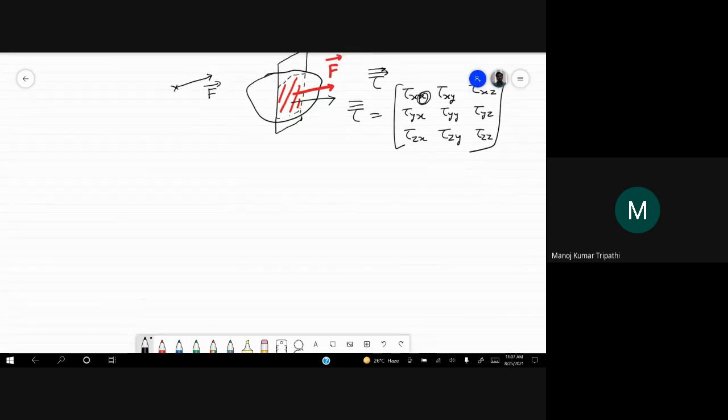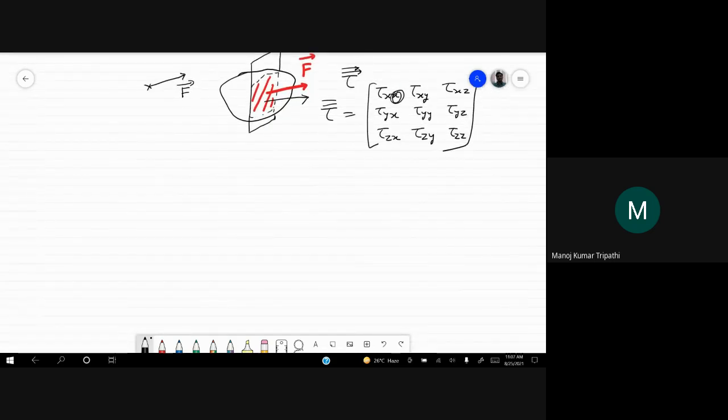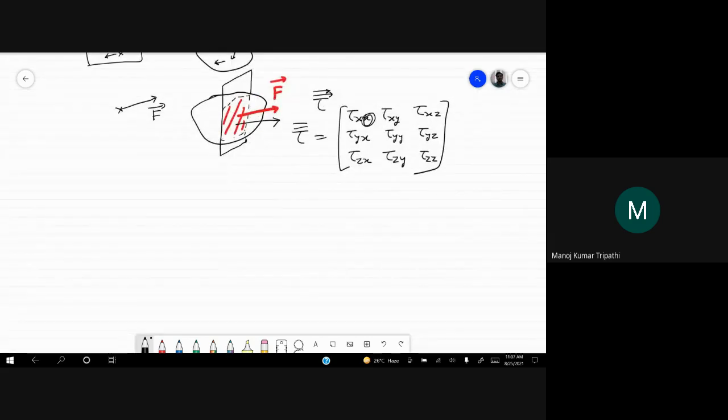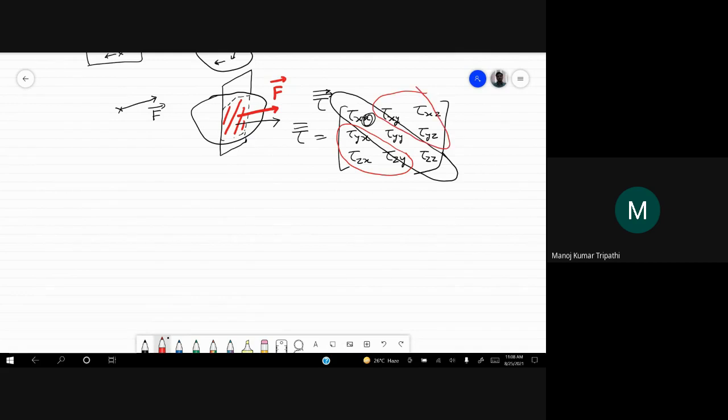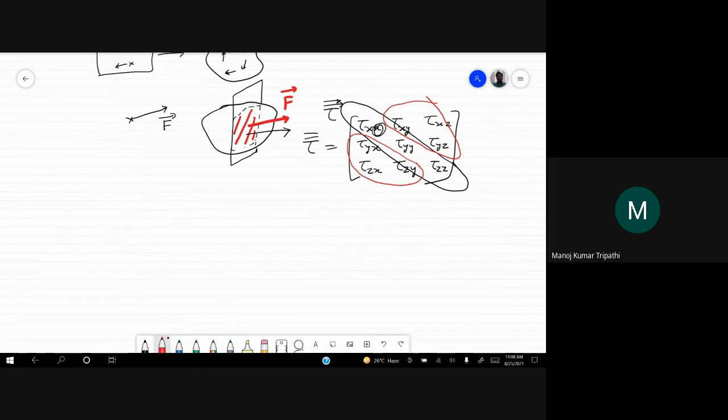Now we also talked about shear stresses and normal stresses in this stress tensor. We said that these diagonal terms, these are normal stresses. And these off diagonal terms, these are shear stresses, normal and shear.